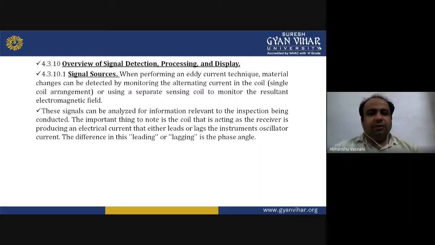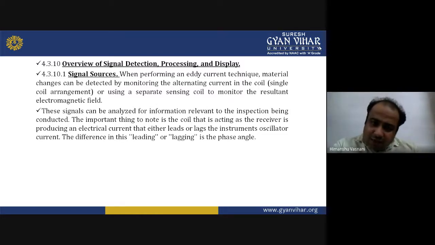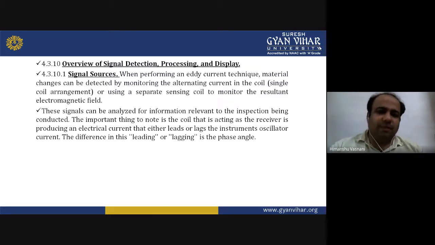The coil that is acting as the receiver is producing an electrical current that either leads or lags the instrument oscillator current. The difference in this leading or lagging is called the phase angle.